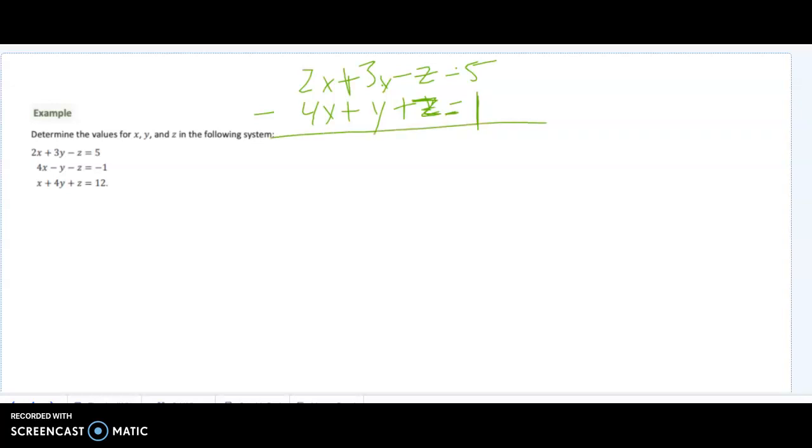If you do that, we get negative 2x plus 4y. These cancel, and that equals, make sure I did all there, 6. Okay? So let's act like that is the new equation.